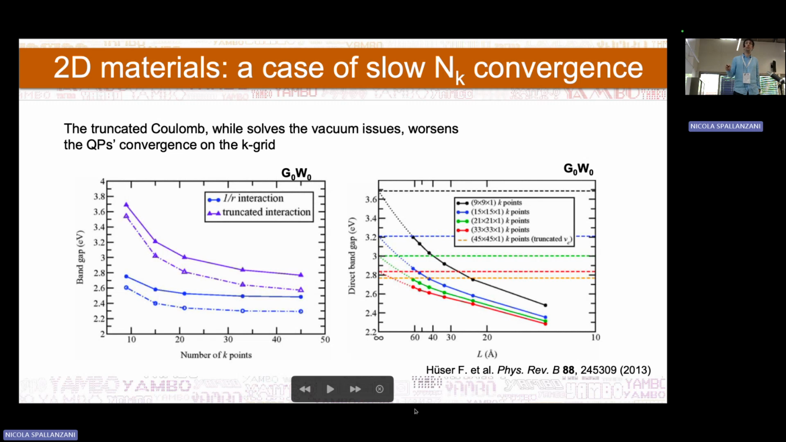That solves the problem, but it forces a dependence on the grid, because if you use the bare Coulomb interaction, the convergence grid is around 30, something like that. Instead, here, even 45 times 45 is not fully converged. So really, we need a very large grid, and we don't want this. We want to work with smaller grids. And there are techniques in Yambo to remove this dependence on the grid.